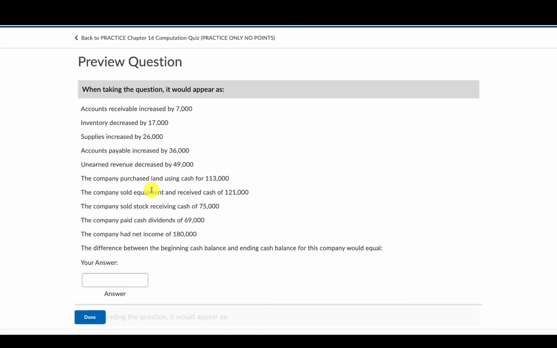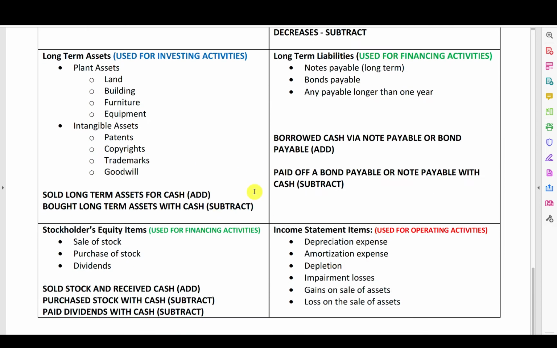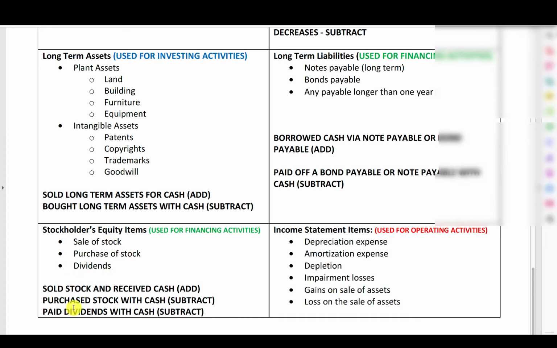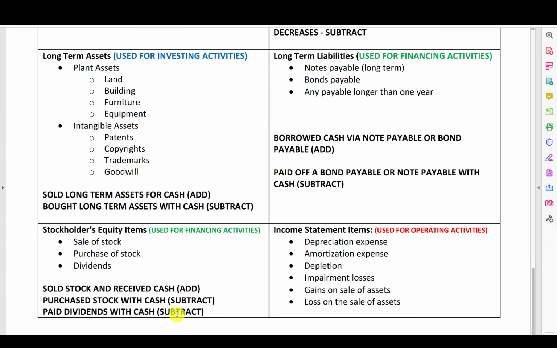When I go to financing activities, right? Financing activities again are these two sections. It's going to be either equity, selling stock, receiving cash, purchasing stock with cash. So any one of these, right, you would include. So if you sold stock and received cash, you add. If you purchase stock with cash, you subtract. You pay dividends with cash, you subtract. And over here, if you borrow money, notes payable, you add. If you pay off a debt, a long-term debt, then you subtract.